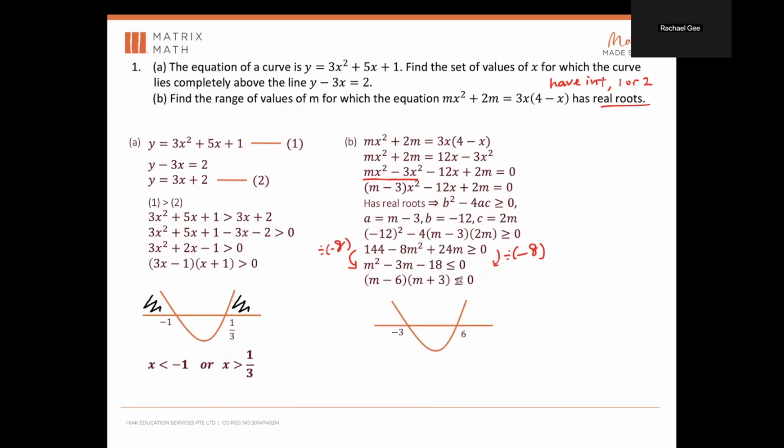Okay, so less than means that it will be below this line. So if it's below this line, it will be over here. Your range would be more than or equal to -3 and less than or equal to 6. Okay, so this is the range for your m.